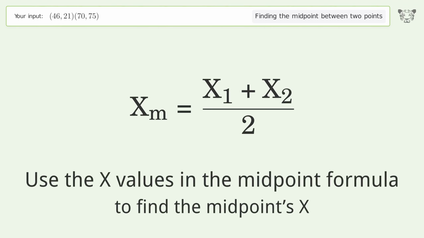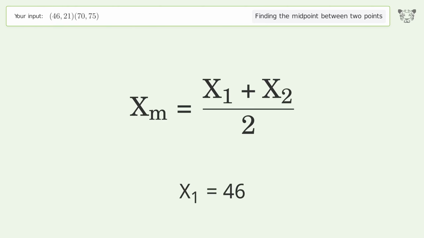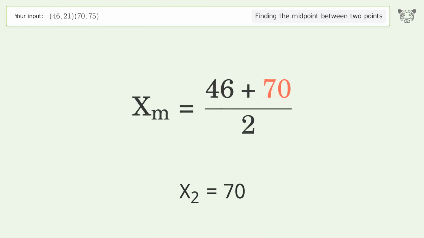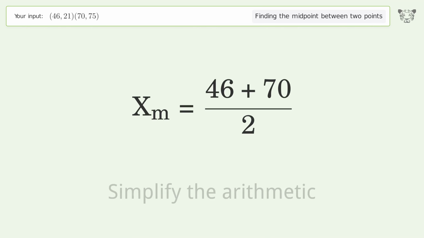Use the x values in the midpoint formula to find the midpoint's x. x1 equals 46. x2 equals 70. Simplify the arithmetic.